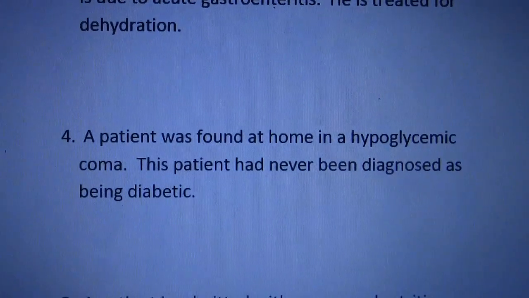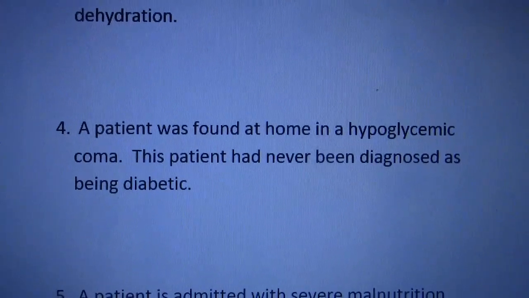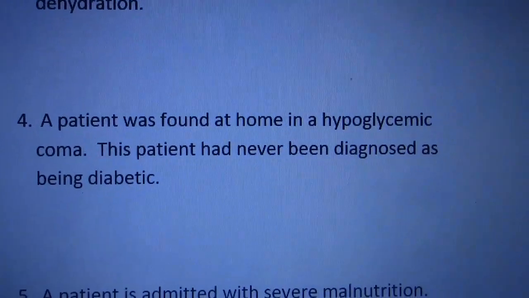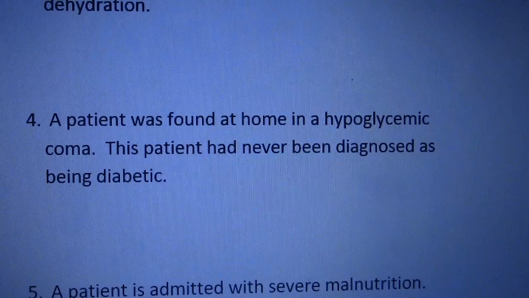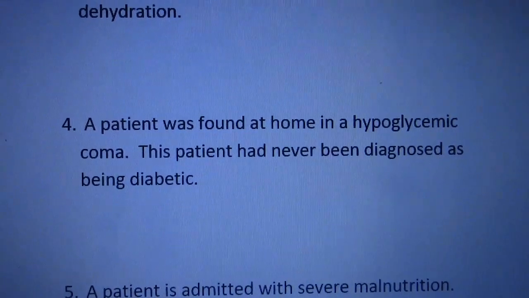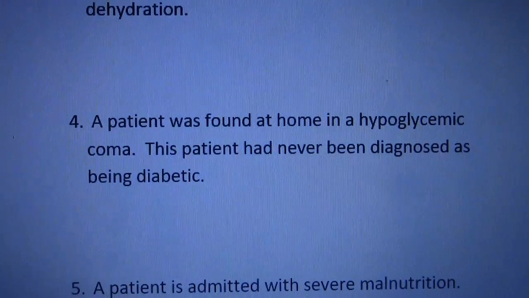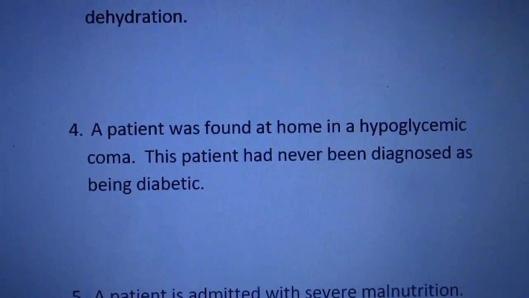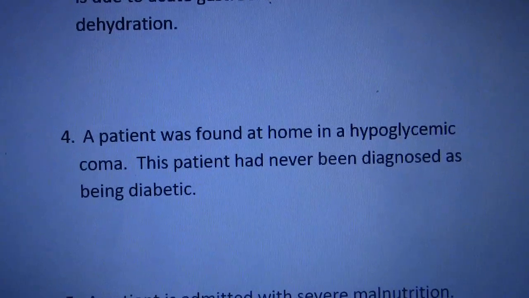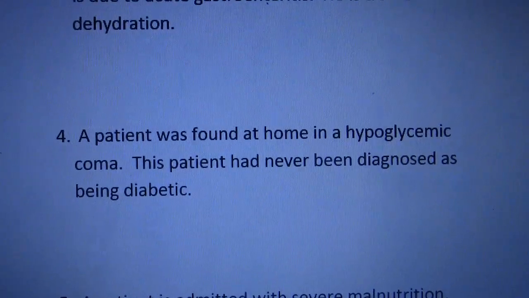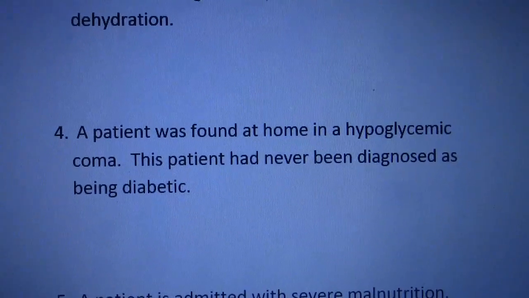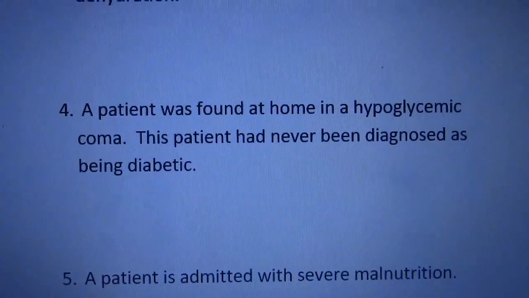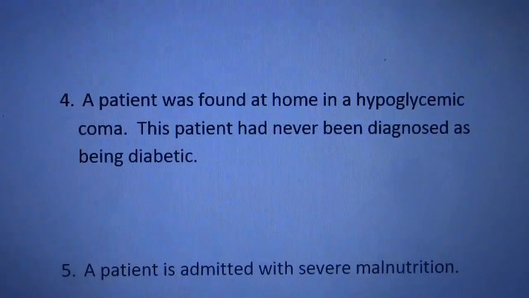Patient was found at home in a hypoglycemic coma. The patient had never been diagnosed as being diabetic. So in this case, just go under hypoglycemic and coma. One code, E15. This patient is not diabetic, so you would not go under diabetes. You just go under hypoglycemic and subterm coma.